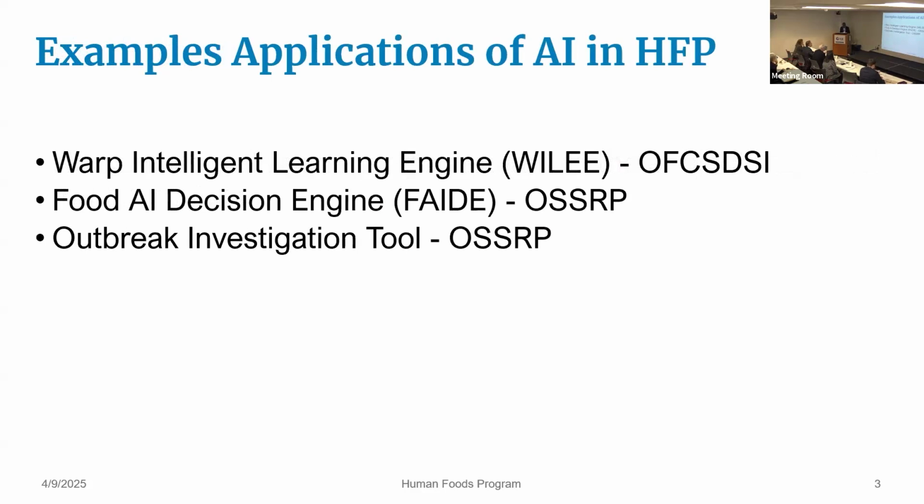in production. So one is the Warp Intelligent Learning Agent that is initiated by the Office of Food Chemical Safety, Natural Supplements and Innovation. So this all comes from our new reorg, and so the acronyms are longer than what you'd be used to if you've ever followed us. Wiley is designed to do signal detection and post-market surveillance.